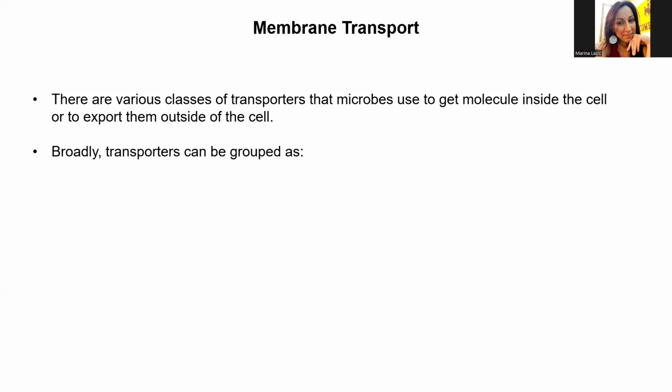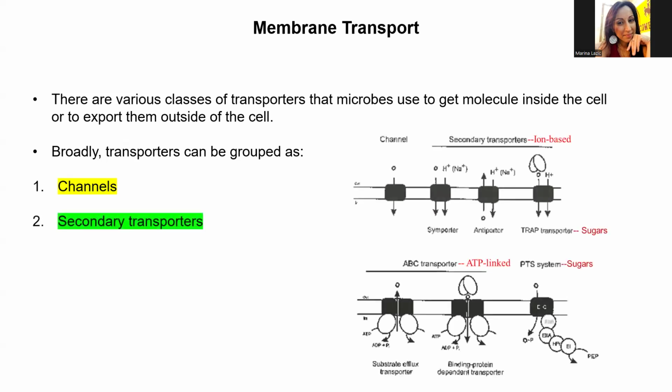Again, there are different groupings. My former boss was grouping them differently. Dr. Stein was grouping them like this. So the first one is channels. Channels are transport, and most of the time we talk about integral membrane proteins. That's where the transport happens. So channels are the first and the most simple one.